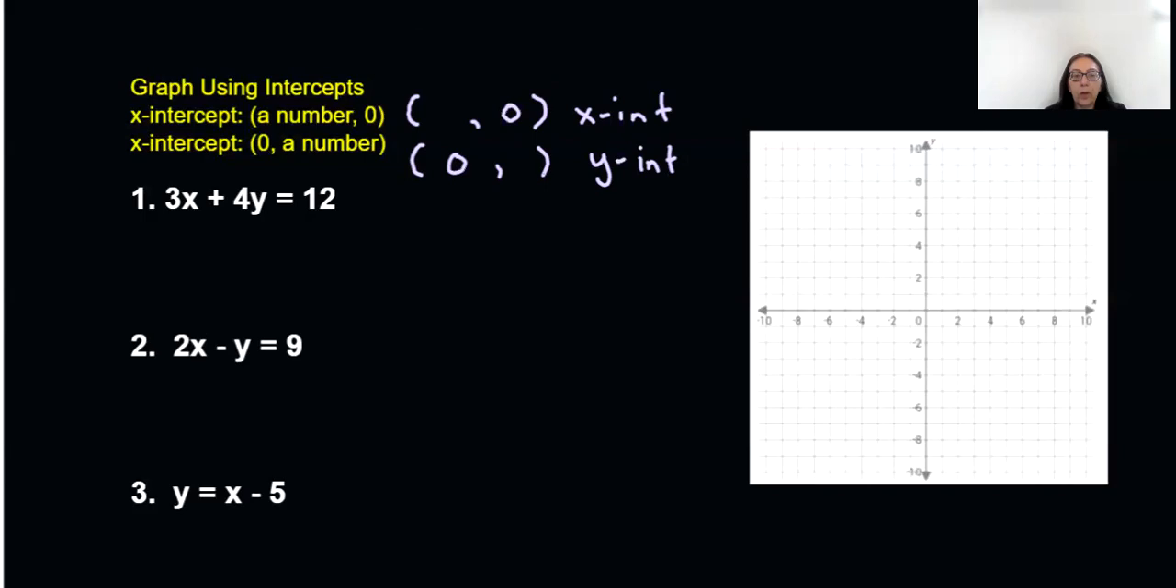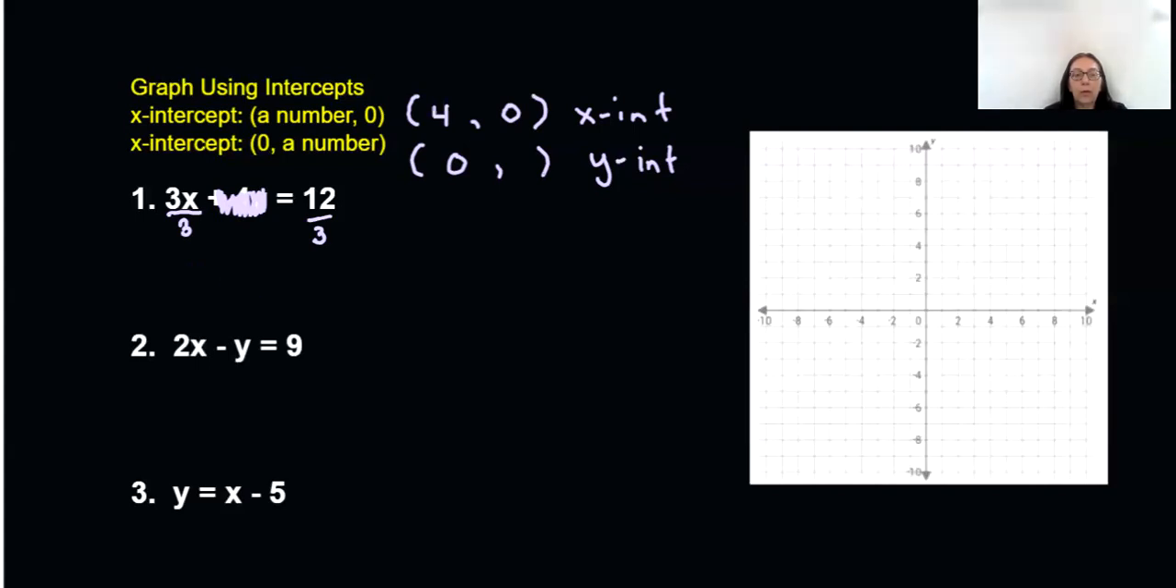How do I do that? Just cross it off. If you're doing it on paper, instead of crossing it off, just put your finger over it. And all we have is 3 times x equals 12. They're multiplying by 3, so we're going to divide by 3, and x equals 4. So that's our x-intercept. Simple way to graph them, isn't it?